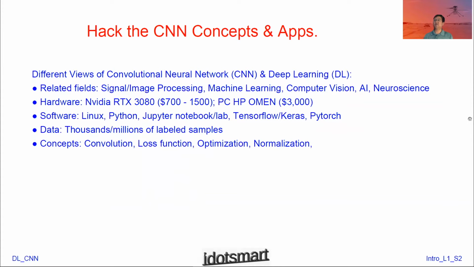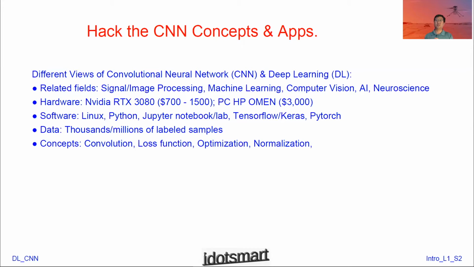So here is an overview of the CNN concept and applications. When we talk about the convolutional neural network or deep learning, there are some related words like image processing, machine learning, computation, AI, and neuroscience. We will look at the scope of this concept a little later.